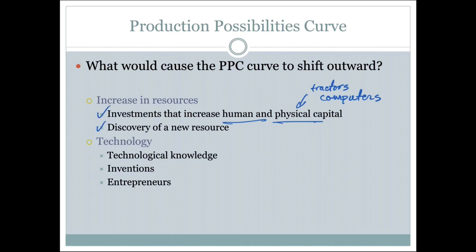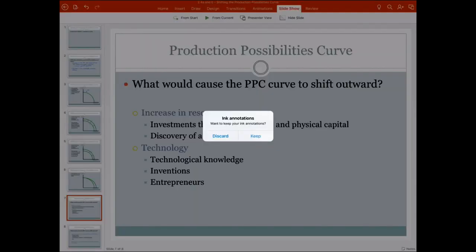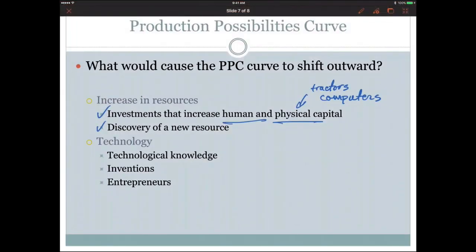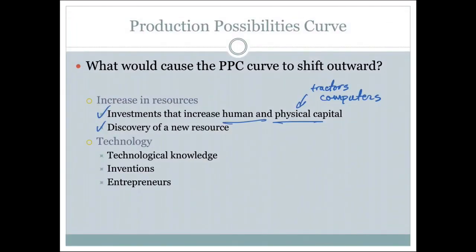Now, we've alluded to technology, so obviously our ability to use technology is going to cause the curve to shift outward. If we make new inventions, or if entrepreneurs create new ideas and create additional innovation, all of these things cause economic growth and would cause the curve to shift outward.